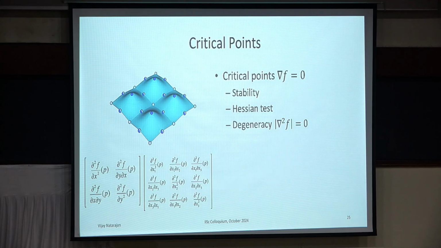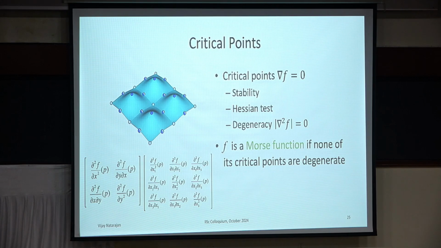So a minimum is one which is stable in all directions. So there are 0 degrees of instability. I call it a critical point with index 0. The maximum is one which is unstable in all directions. So 2 directions here, so it has index 2. And the saddle, which is the other kind of critical point you see there, has index 1.